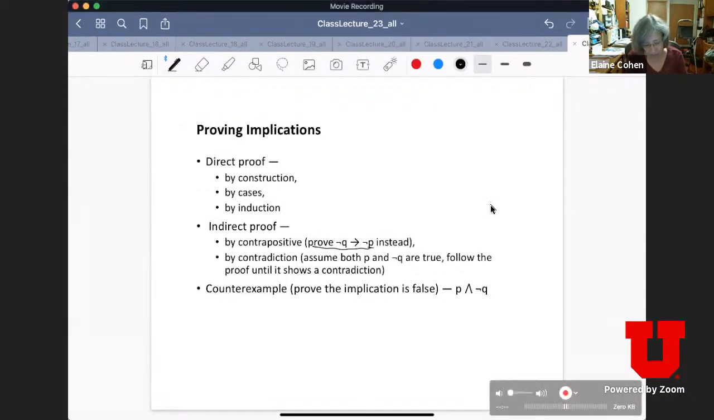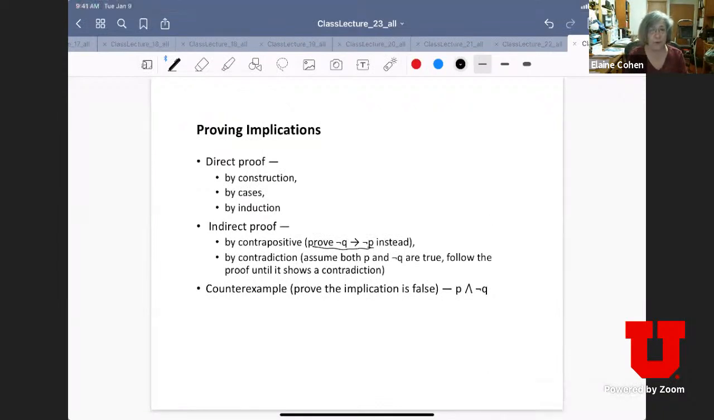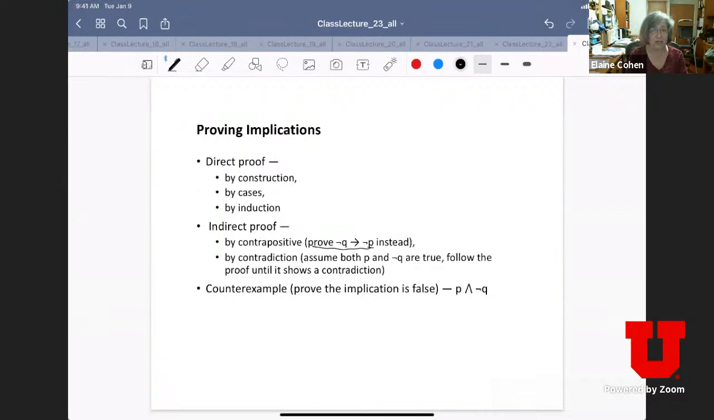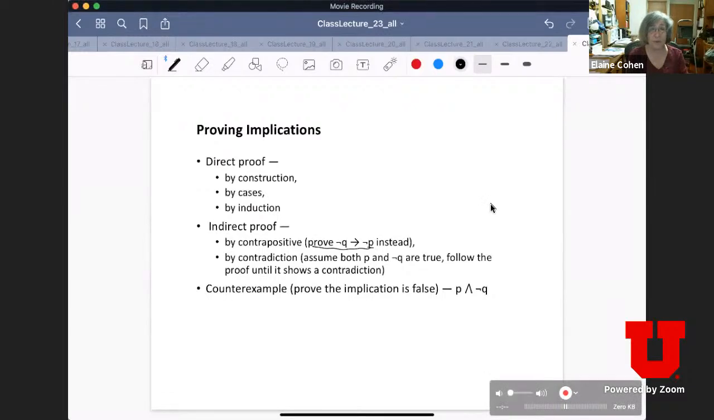Okay, and contradiction is another technique. So what do we do in contradiction? We assume both P and not Q are true and follow the proof until we find the contradiction. And finally, a counterexample. Counterexample is very close to contradiction. In a counterexample, we're proving the implication is false by coming up with a valid example that has P and not Q. Okay?